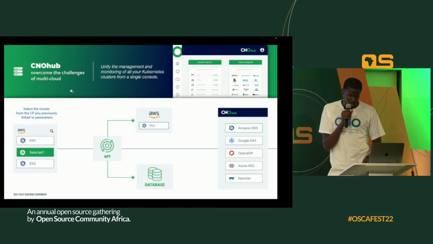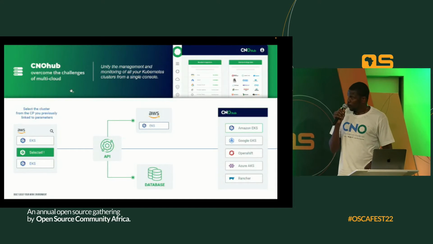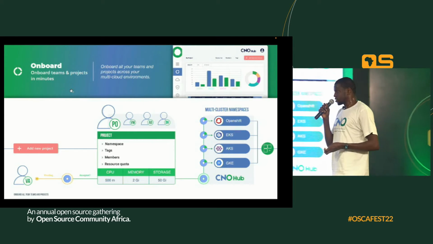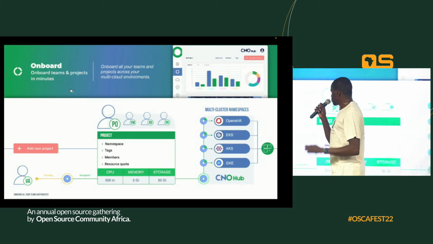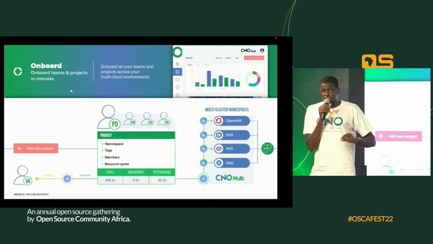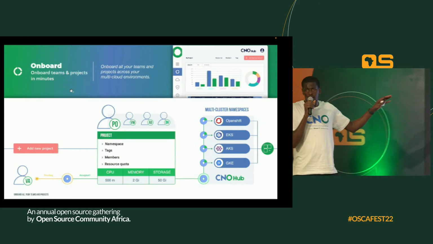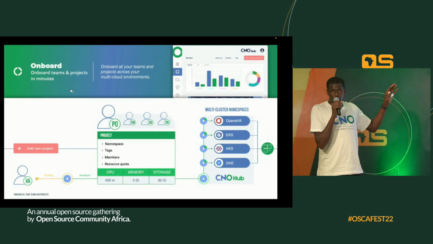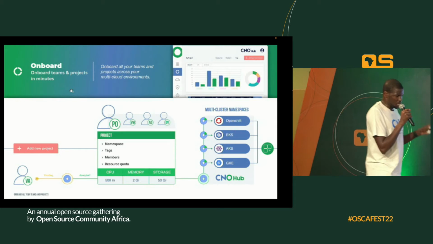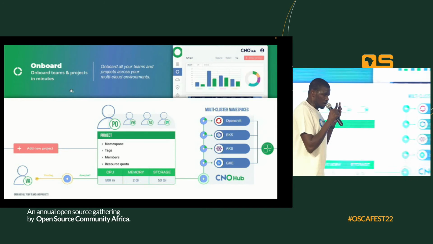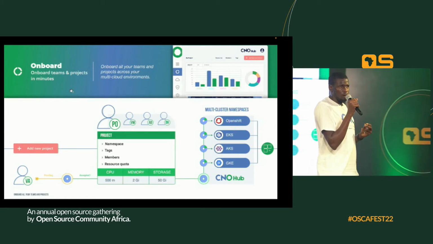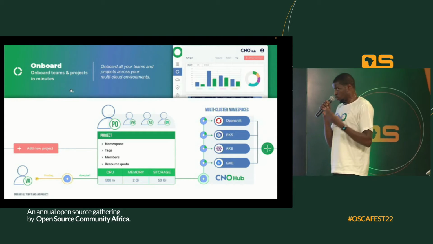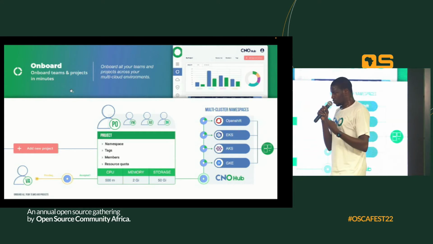After centralizing the management of all their Kubernetes clusters from any cloud, the second feature that comes with CNO is CNO Onboard. This feature is very important, and it's the feature that will now allow any company to innovate with Kubernetes. With CNO Onboard, any company can onboard all the teams. Any company can onboard all the projects and the developers working on these projects.